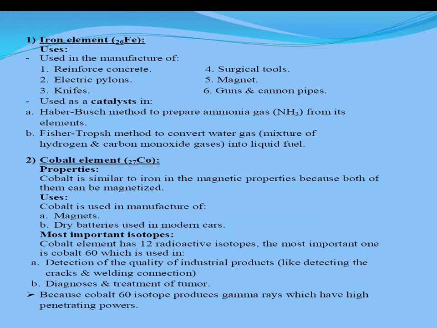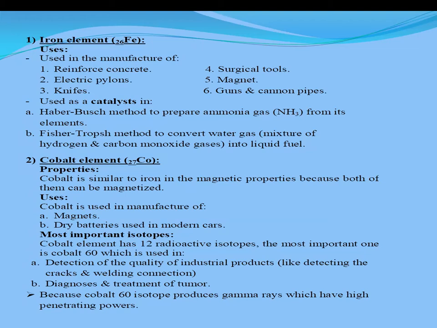The next element is iron. Iron is used in manufacture of reinforced concrete, electric pylons, knives, surgical tools, magnets, guns, and cannon pipes. And also iron is used as a catalyst in, for example, the Haber-Bosch method to prepare ammonia gas from its elements, and the Fischer-Tropsch method to convert water gas, a mixture of hydrogen and carbon monoxide gas, into liquid fuel.